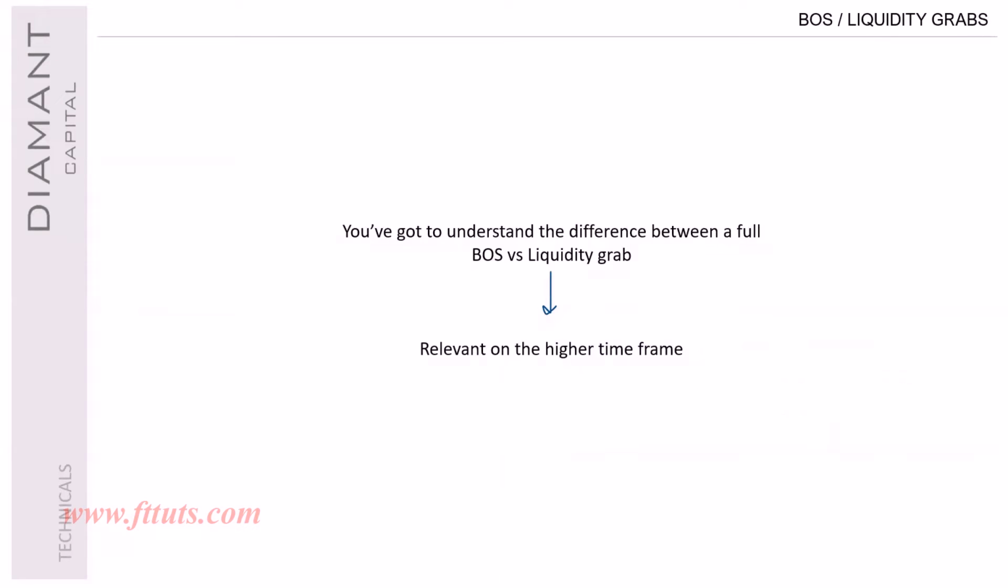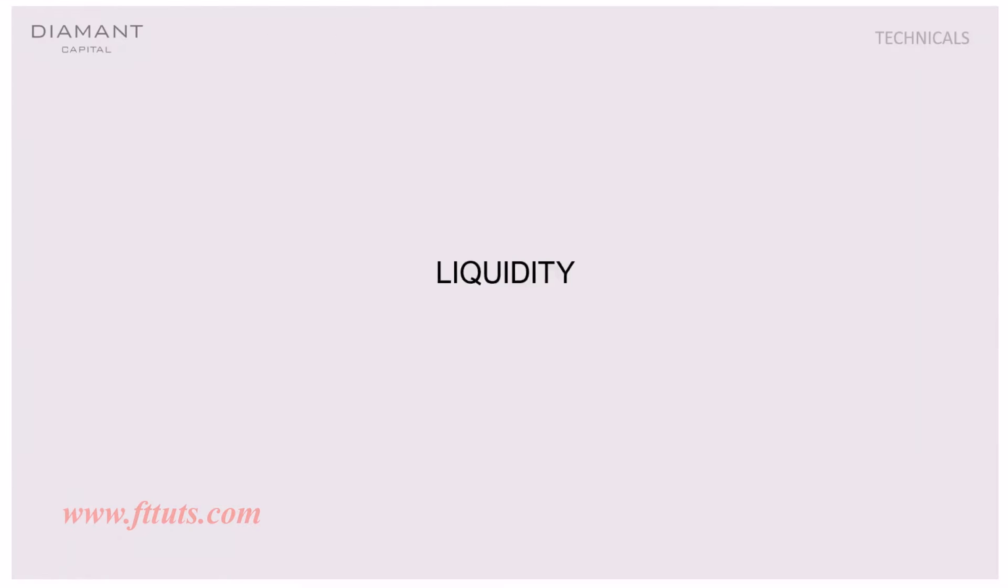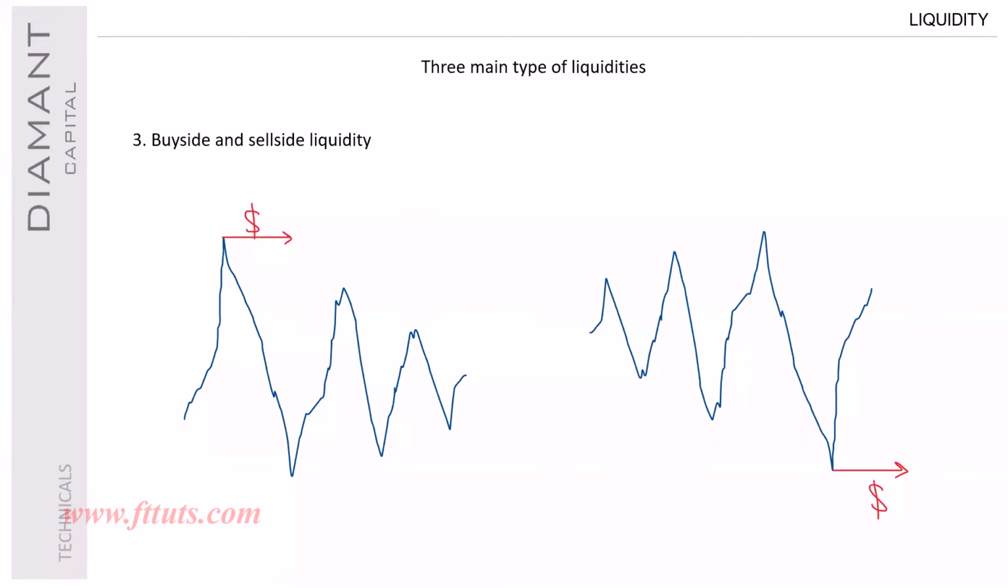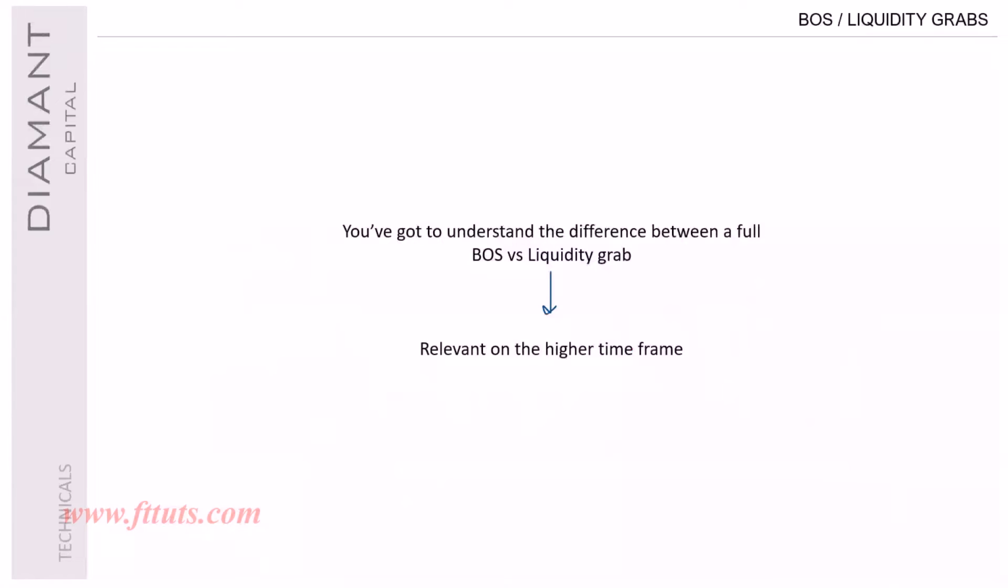So moving on from what we learned in liquidity last time, you've got the three main types. You've got the equal highs and lows, you've got trendline liquidity, and then buy side and sell side liquidity. Now, the one thing that you've got to understand now is a proper differentiation between a clean break of structure versus a liquidity grab. This is very relevant on the higher time frame because it will allow you to understand what market structure is doing at the moment and have we broken market structure.